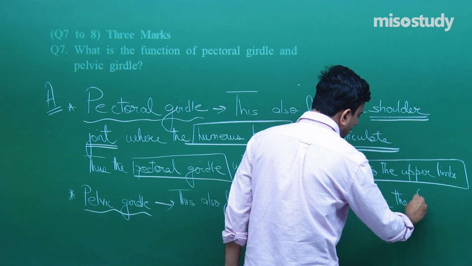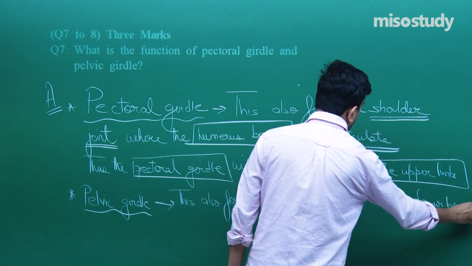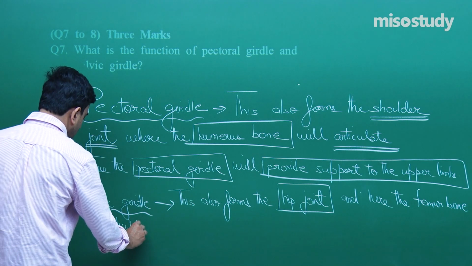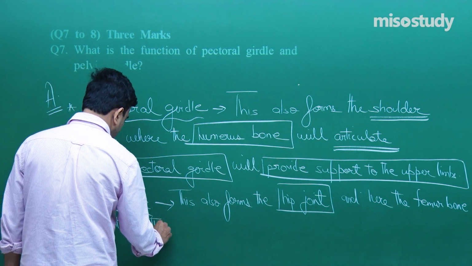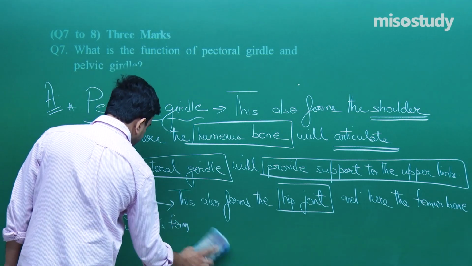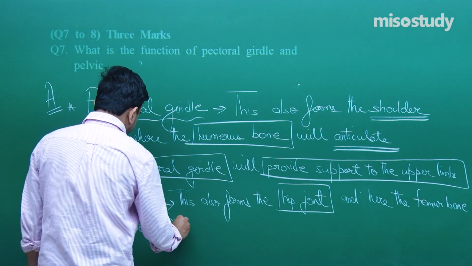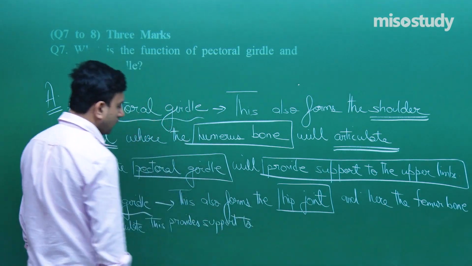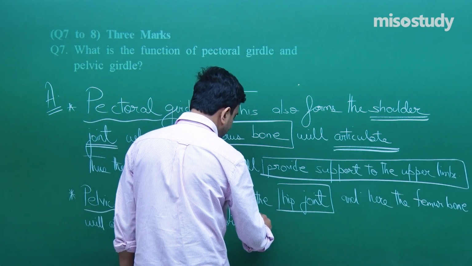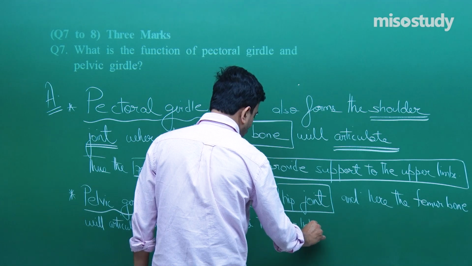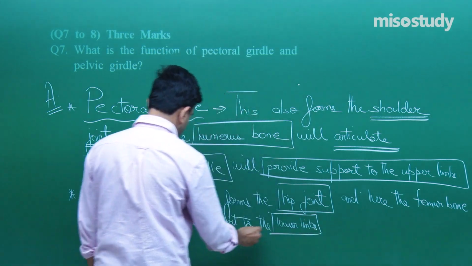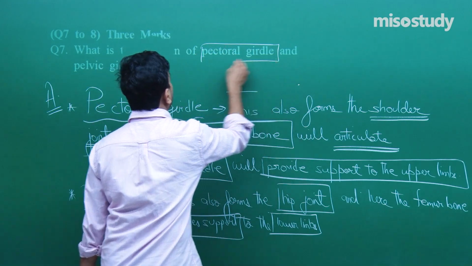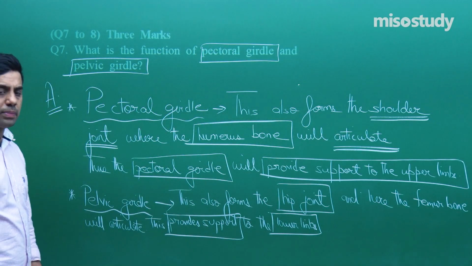And here the femur bone articulates. The femur bone will articulate. This provides support to the lower limbs. So, this is the function of the pectoral and the pelvic girdle.